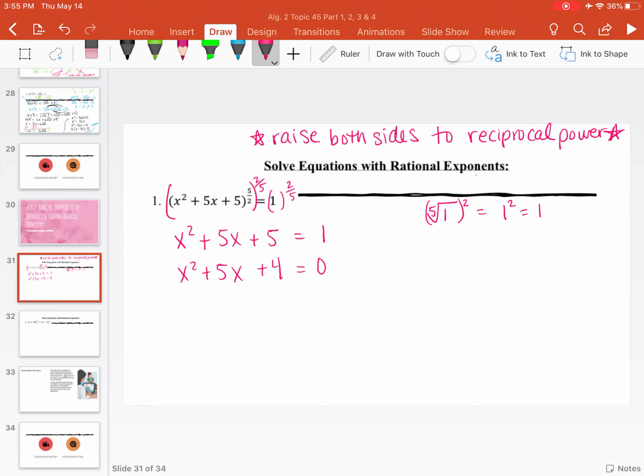Now we can factor. What are two numbers that multiply together to get positive 4, but add to get 5? It's (x plus 4) times (x plus 1). So using the zero product property, x could equal -4 or -1. Now again, here we're going to check to make sure that we do not have any extraneous solutions.